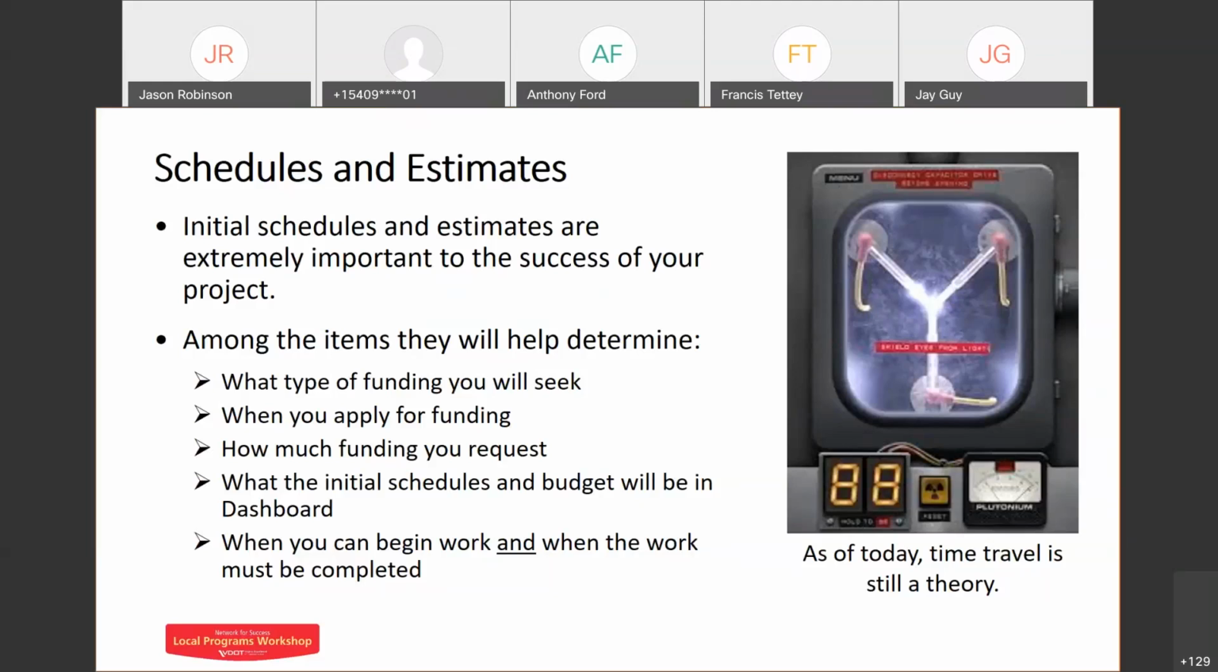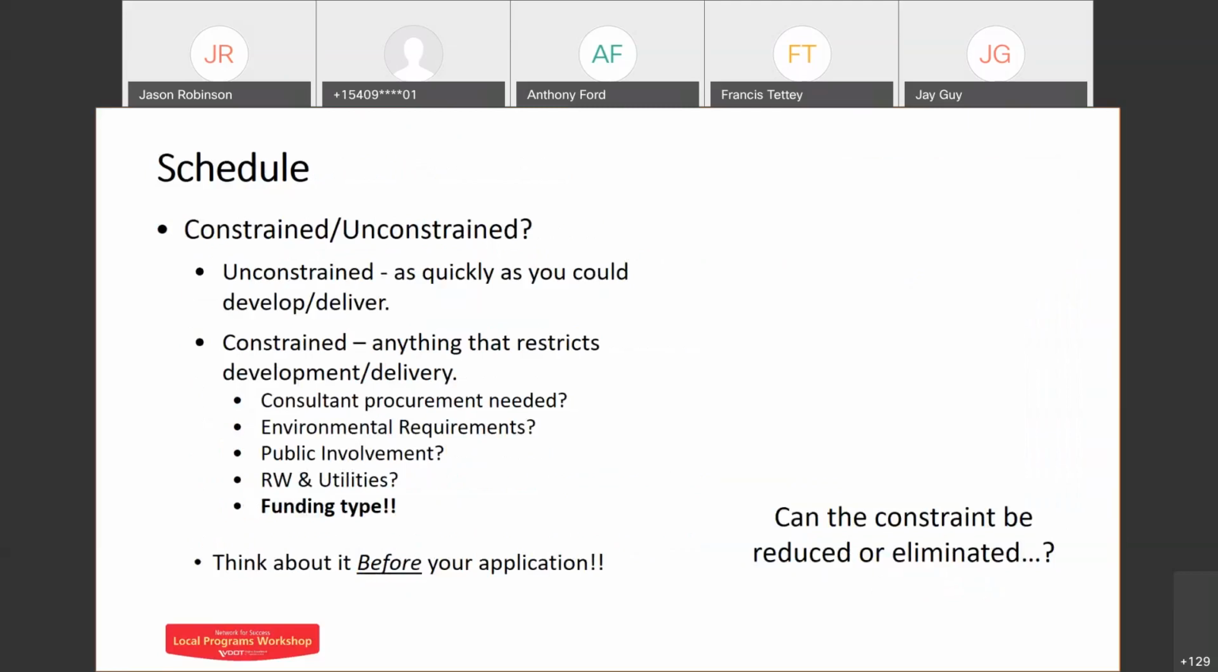Well, first, we'll talk about schedules. Now, there's two basic types of schedules we'll talk about, constrained and unconstrained. And no doubt planners, you're very familiar with that sort of concept. It's important to consider and analyze both. To ensure we're on the same page, let's illustrate that.